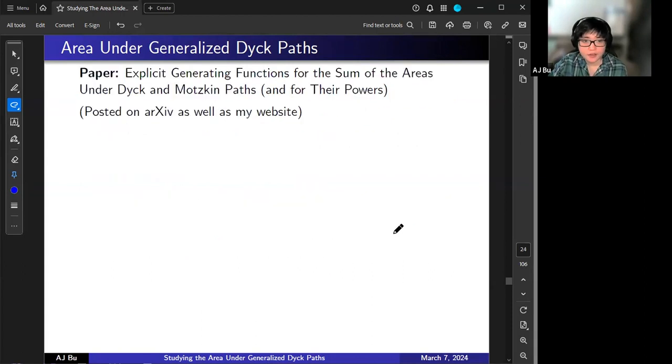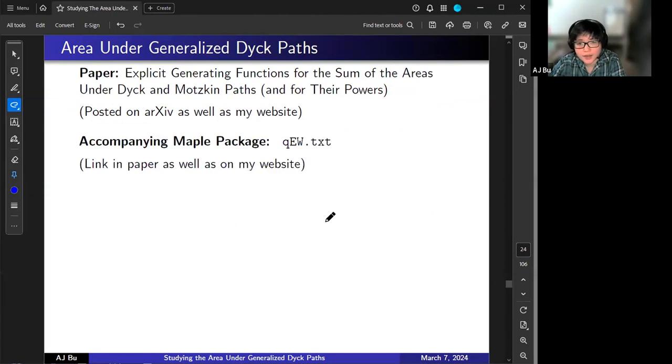Okay. So the method to do this is described in my paper, Explicit Generating Functions for the Sum of Areas under Dyck and Motzkin Paths and for their Powers, which is posted on arXiv as well as my website. And it has an accompanying Maple package, qew.txt, which is linked to in the paper, and it's also found on my website.